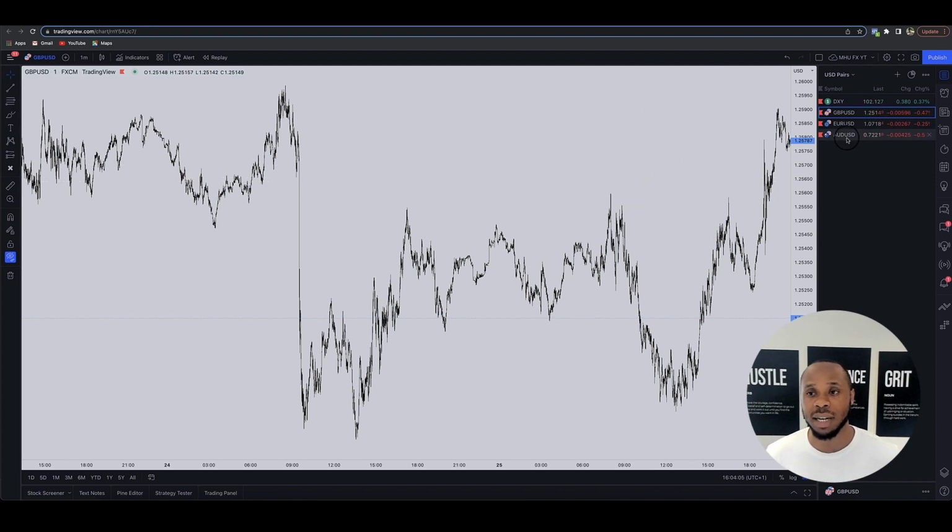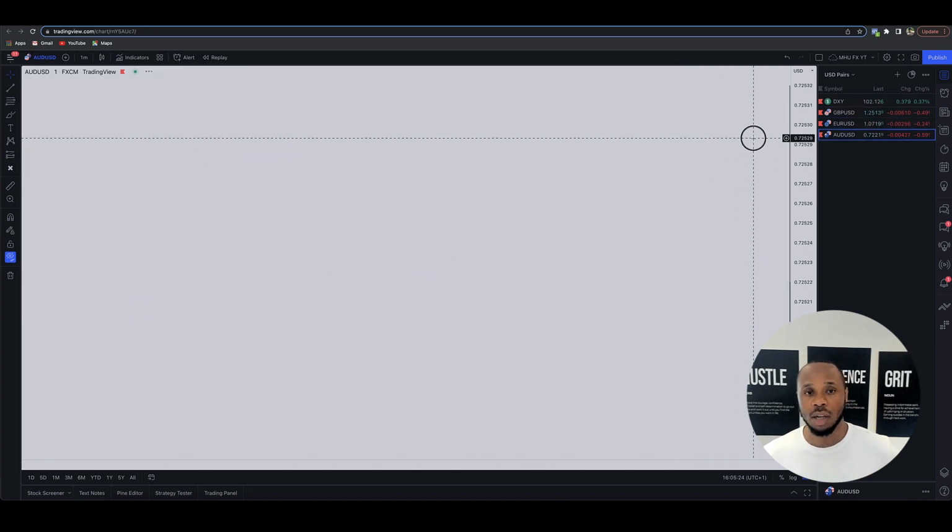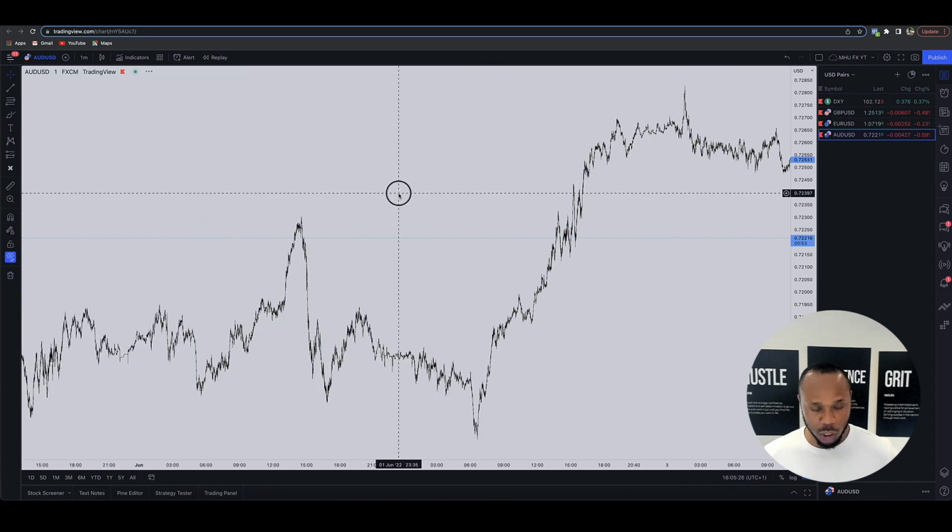As you can see on my screen right now, I've got GBP USD here, Euro USD, and I've also got AUD USD. I'm going to show you guys a specific part of GU, EU, and AU and certain characteristics of these. So I'm on AUD USD right now, and I'm going to go to the 25th of May.